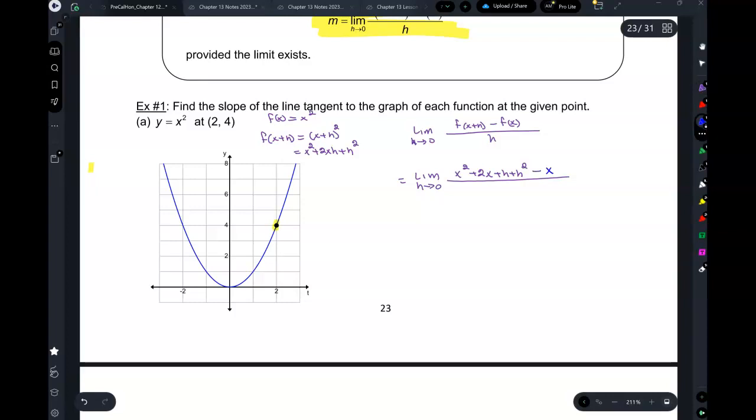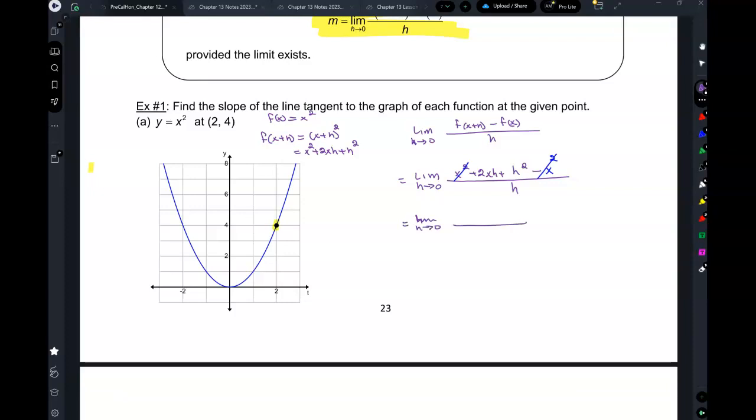Minus f of x. F of x is x squared. 2xh. I said that and then I wrote something else. Over h. Okay, now we're going to do some simplifying. So take a look. X squared minus x squared will go away. So this is the limit as h approaches 0 of 2xh plus h squared over h.